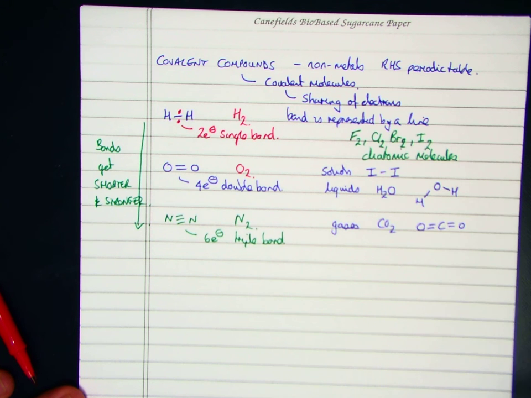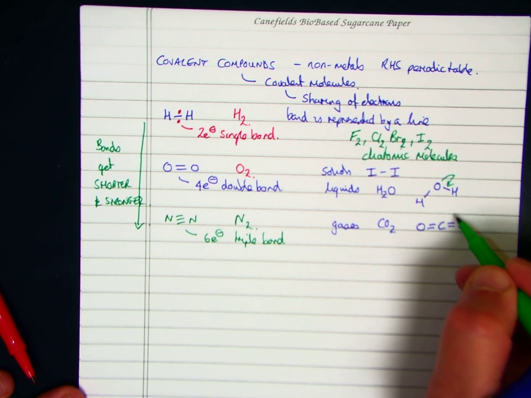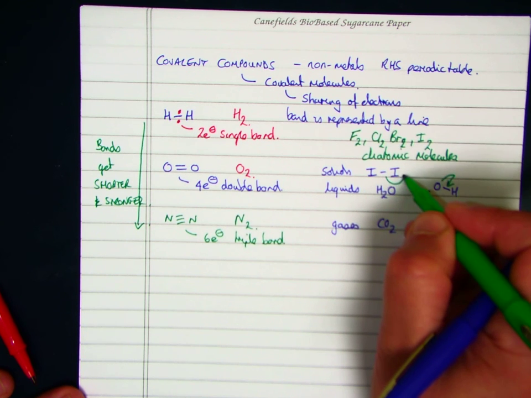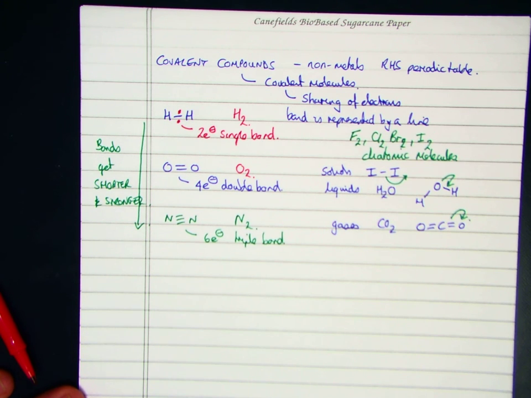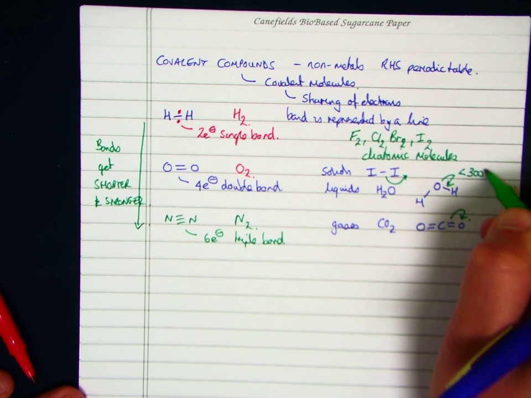And you can see that in water we have single bonds between the oxygen and the hydrogen. In carbon dioxide we have double bonds between the oxygen and the carbon. And in the solid we have a single bond between the iodines. And when we talk about solids, they generally have melting points less than 300 degrees C.